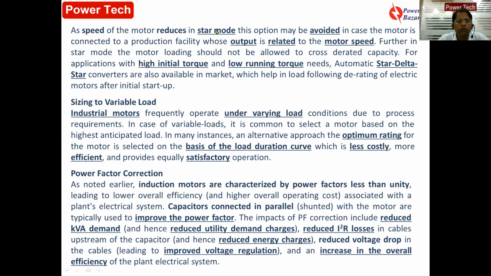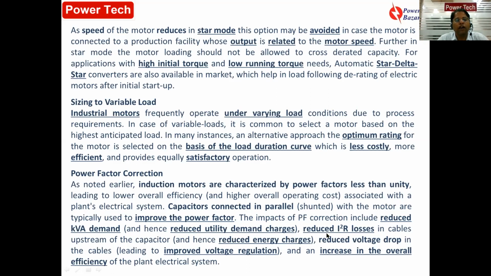Another issue we all know is power factor correction. Now by putting capacitor banks in parallel or shunted, we can improve the power factor. Why is power factor improvement required? Because we all know induction motor power factor is less than 1. So by improving the power factor, we can reduce the kVA demand. Once we reduce the kVA demand, it will reduce the utility demand charges.